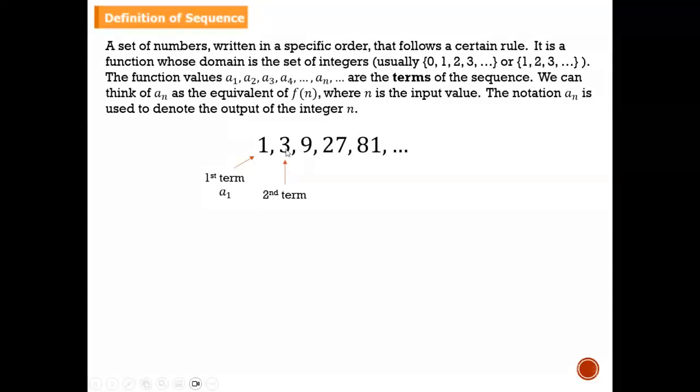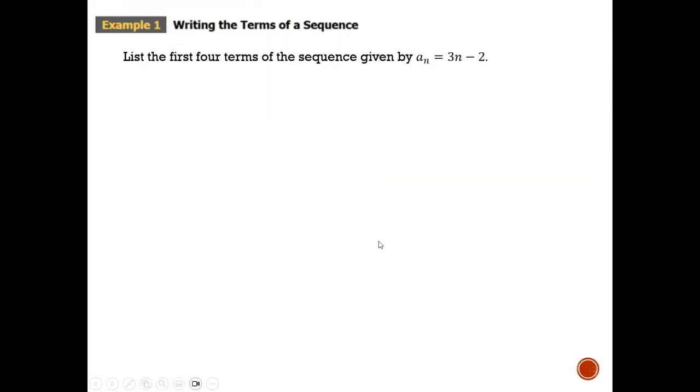What's the second term? The second term is a 3, so that's A sub 2. So when you input a 2, the output is 3. And continuing on, the third term is a 9, so that's A sub 3. So we plug in a 3, we get an output of 9. So that's an example of a sequence, looking at some of the terminology relating the inputs and the outputs, which are the terms of the sequence.